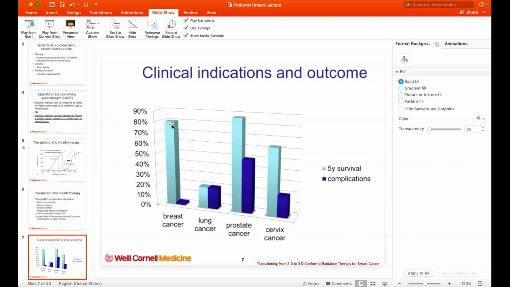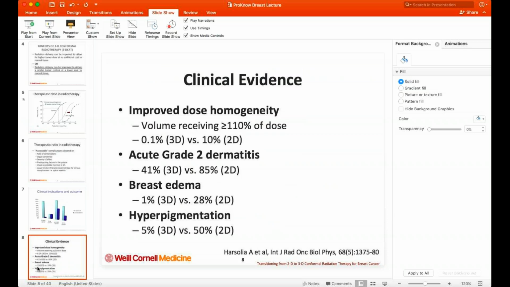So in breast cancer, you have a high chance to cure the individual, especially if they come in at earlier stages. So it's very important that we minimize their risk of complications using all the tools at our disposal, which includes hopefully three-dimensional radiation therapy. So when it comes to clinical evidence for three-dimensional compared to two-dimensional radiation therapy, there have been some studies that have been published.